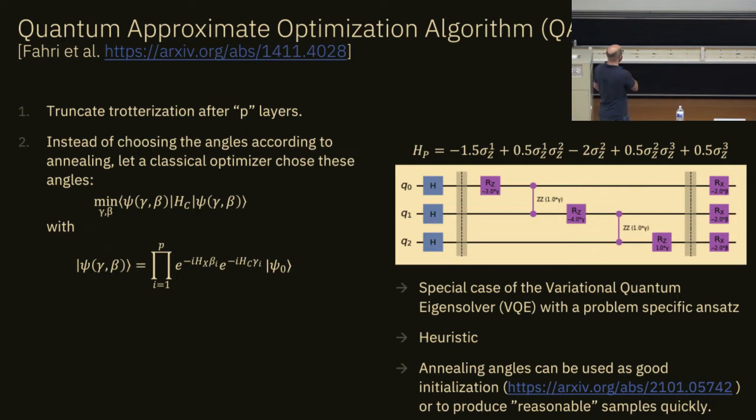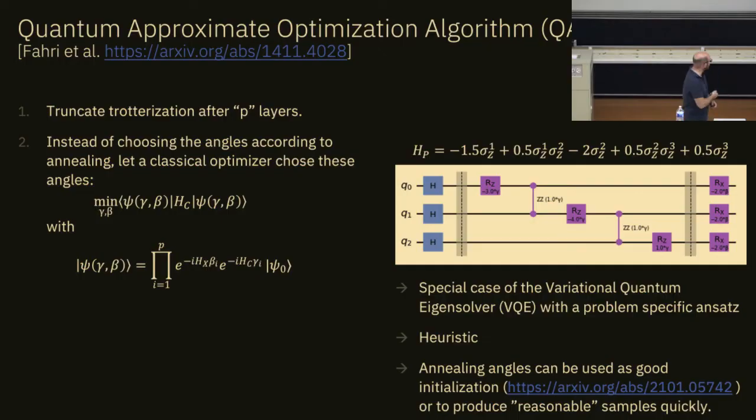So you see it's exactly the same structure as before. We have these rotations from the problem Hamiltonian and from the mixer Hamiltonian, but instead of choosing them depending on delta t and so on, we just optimize over them. And I think from what I heard in the break, you already heard something about the VQE, variational quantum eigensolver. This is just a special case of VQE, but where we construct the ansatz from the problem. And it's motivated by adiabatic, but since we just truncate, it is a heuristic algorithm.